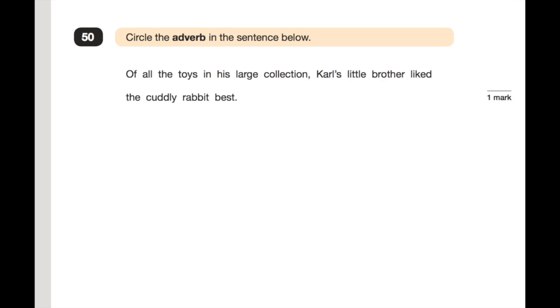Last question, circle the adverb in the sentence below. And like I mentioned previously, the way to remember an adverb is that it tells us when, where, or how something's happening. So, of all the toys in his large collection, Carl's little brother liked the cuddly rabbit best. So, if you were to ask, how does he like the cuddly rabbit? Carl likes it the best. So, best is the adverb in this case.